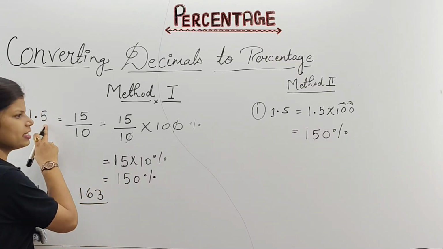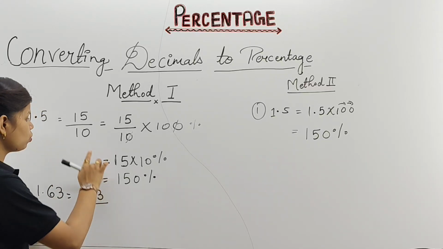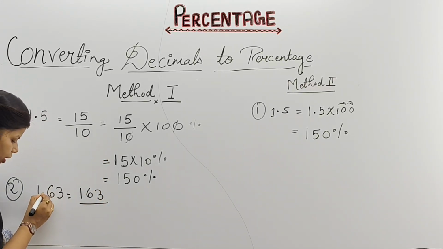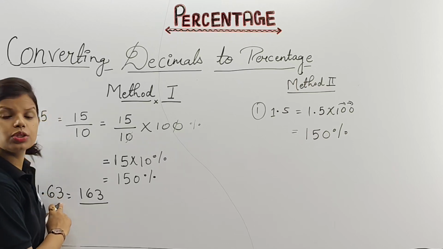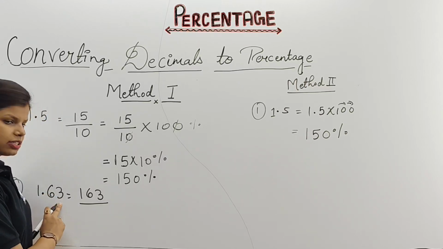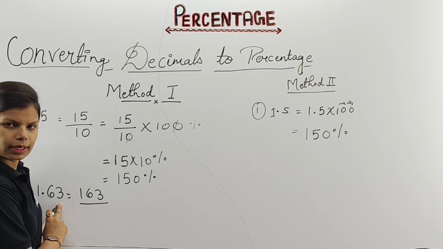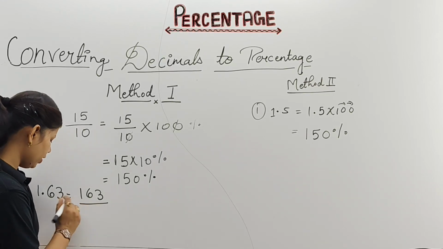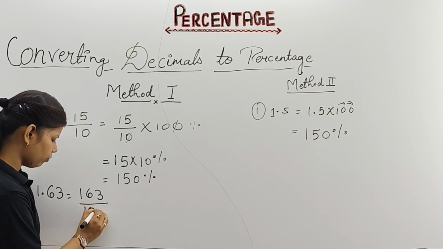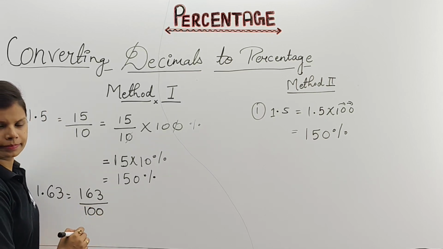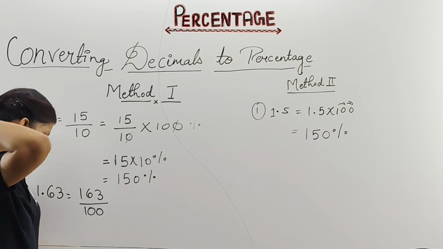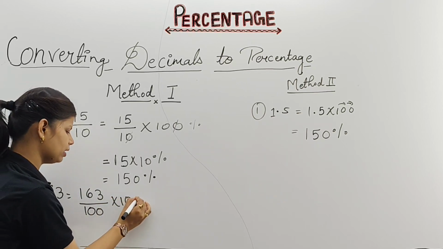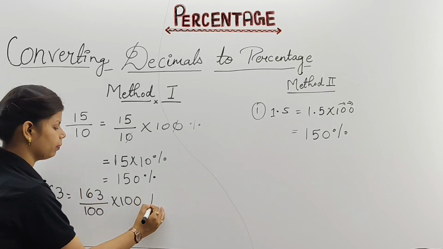In the earlier example, after the decimal we were having only one digit, so we put only 10. Here this is your decimal point and after the decimal we are having two digits, 6 as well as 3. Clear? So when we are having two digits, what are we going to put? We are going to put 2 zeros over there. Clear? When we are putting 2 zeros over there, here we have to multiply with which number, children? We have to multiply with 100 percent.